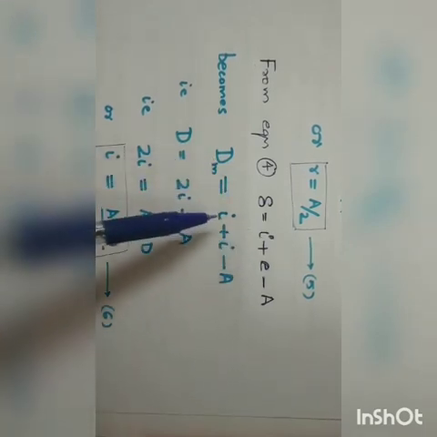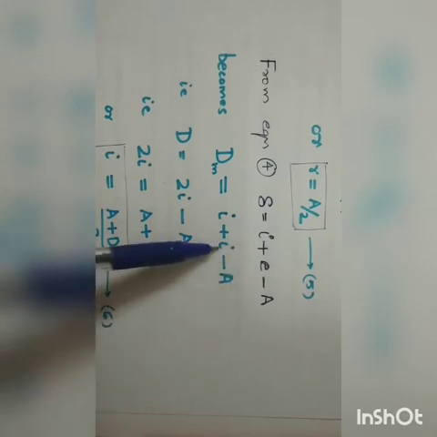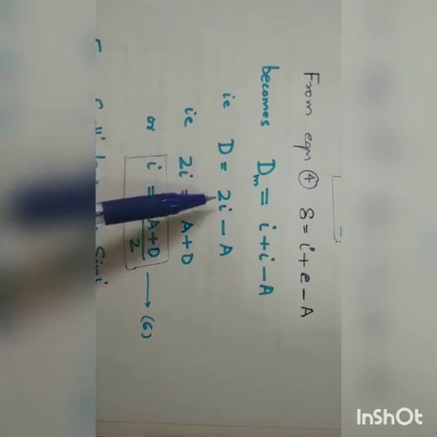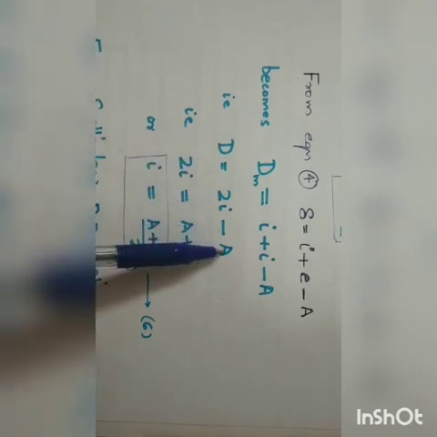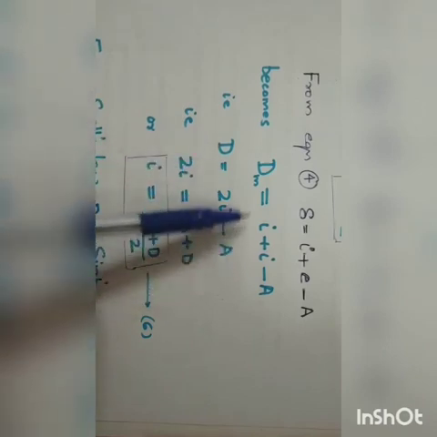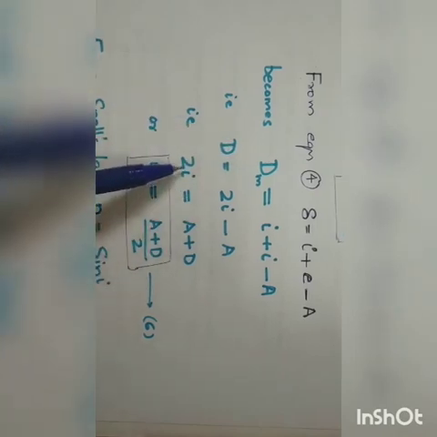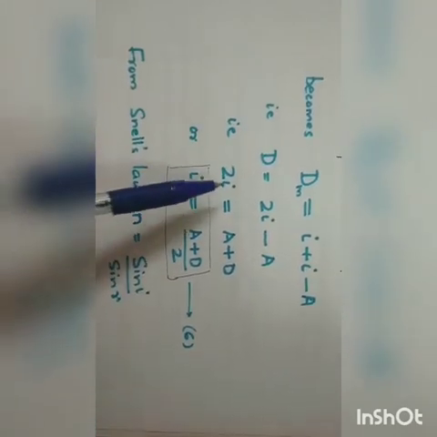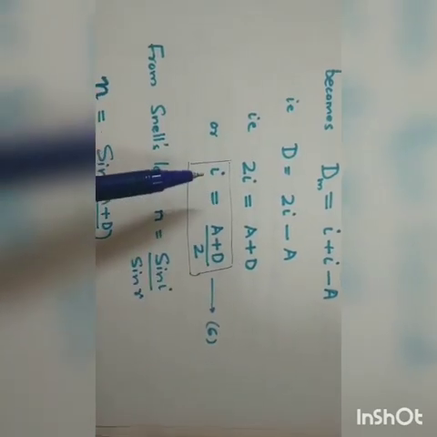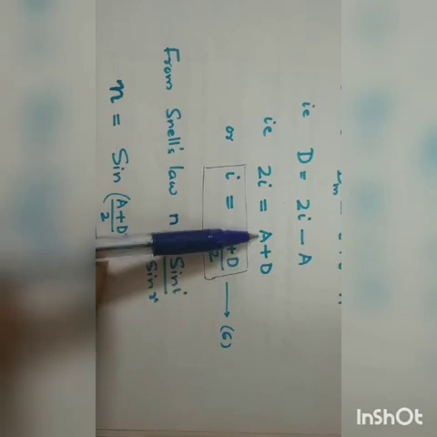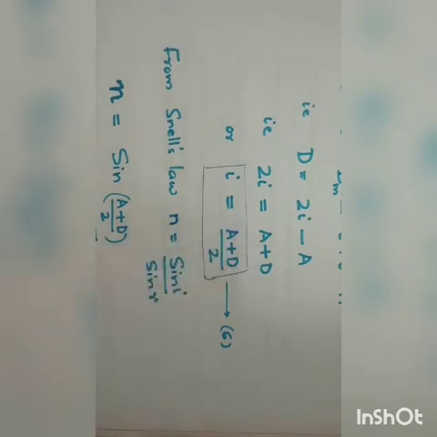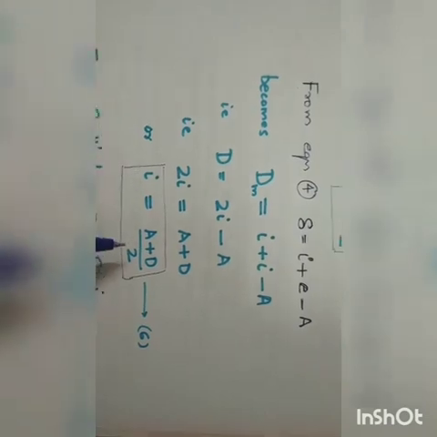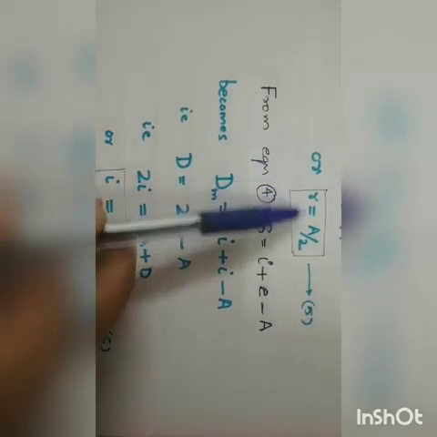So I, instead of E, again I. I plus I is 2I. So D is equal to 2I minus A. I am bringing this minus A to this side. So 2I is equal to A plus D, or I is equal to A plus D by 2. So we have derived two things. One, I is equal to A plus D by 2. And R is equal to A by 2.